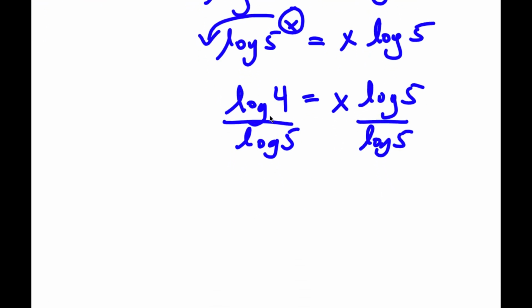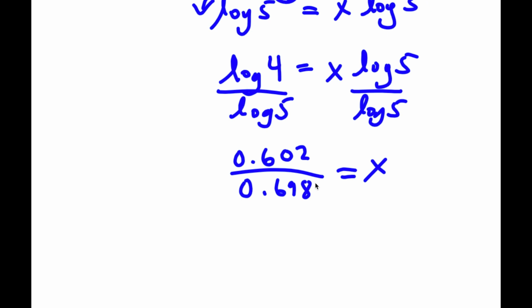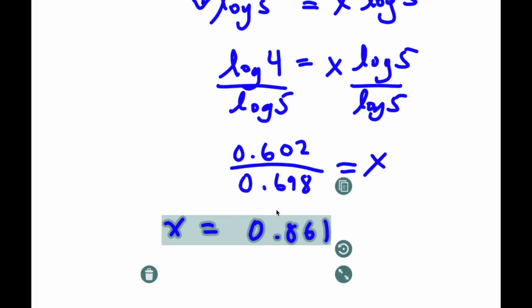So now log 4 is equal to approximately 0.602. Log 5 is equal to approximately 0.698. So now I have this is equal to x, and 0.602 over 0.698 is equal to approximately 0.861. So x is equal to 0.861.